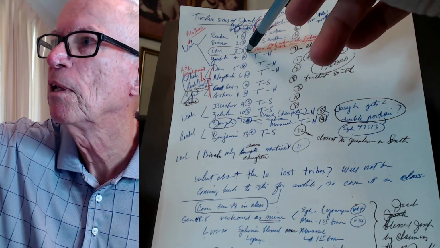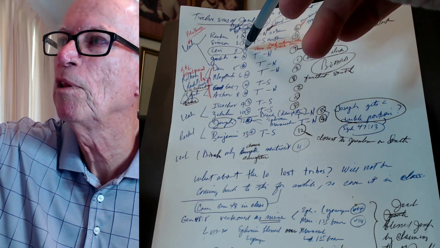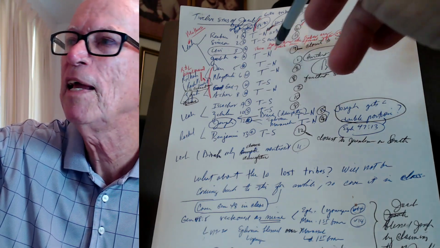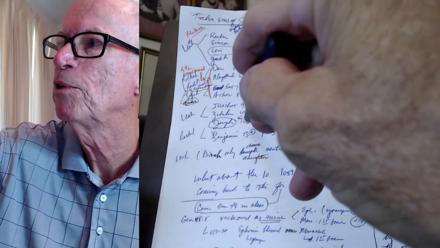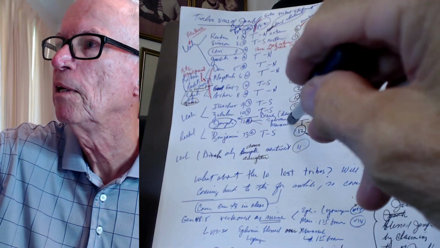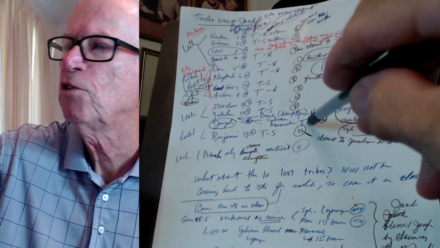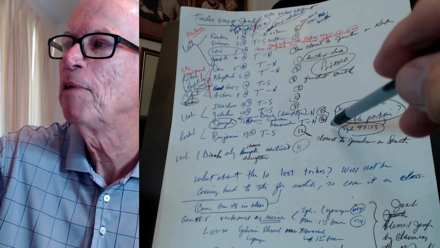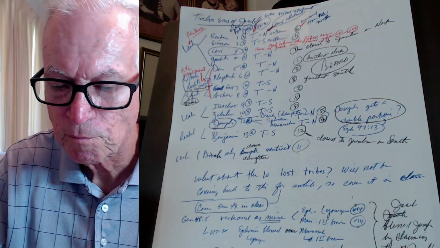You notice Levi gets a gate named after him. He's one of the tribes. He didn't get a tribal allocation of land, but he is going to have a gate named after him. And the same is going to be true of Joseph. Manasseh and Ephraim got a tribal allocation of land, but they don't get a gate named after them. In that case, Joseph is going to get it. So let's go through and read this.